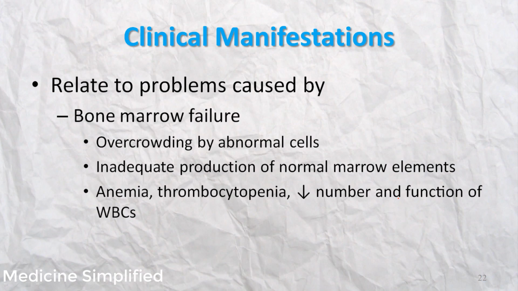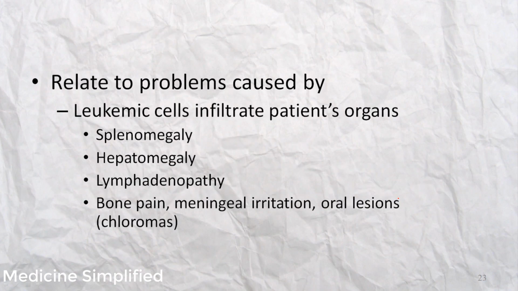Coming to the clinical manifestations of leukemia. Related to problems caused by, first one, bone marrow failure. Overcrowding by abnormal WBC cells. Inadequate production of normal marrow elements. Anemia, thrombocytopenia, decreased number and functions of WBC. Leukemic cells infiltrate patient's organs. There can be splenomegaly, hepatomegaly, lymphadenopathy, bone pain, meningeal irritation, and oral lesions like chloromas.